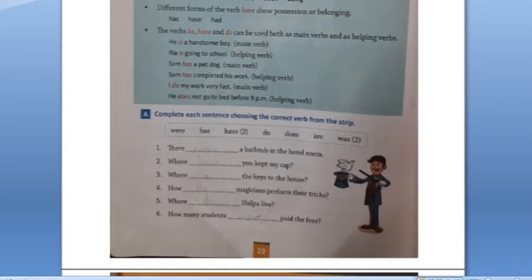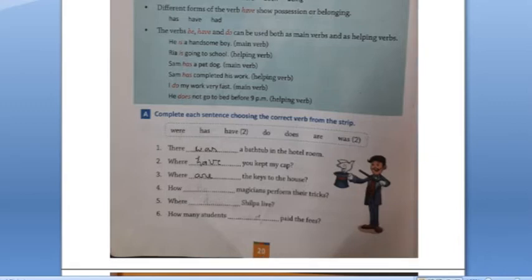There a bathtub in the hotel room. So there was. There was a bathtub in the hotel room. And the second sentence is, where you kept my cap. Where have you kept my cap. And the third is, where the keys to the house. Where are the keys to the house.